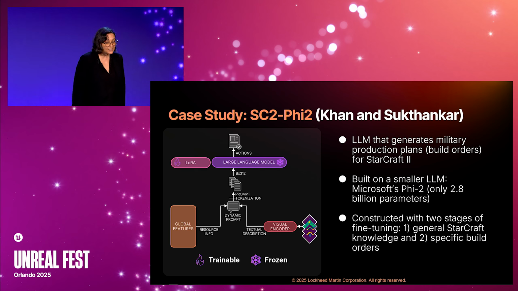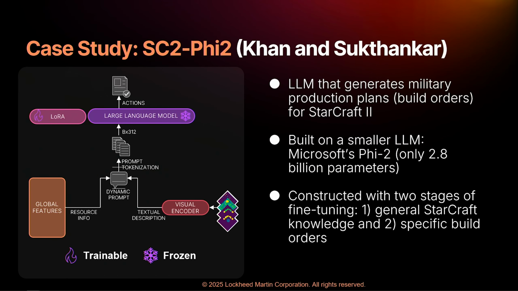So in this project, what we do is we use a large language model that's been fine-tuned to generate these build orders, which to some extent you can think of like a plan. It's telling you what units your StarCraft player should be creating over the next few time steps. We used a very small LLM, Microsoft's Phi-2. It's only 2.8 billion parameters, and it was constructed with a couple of stages of fine-tuning.